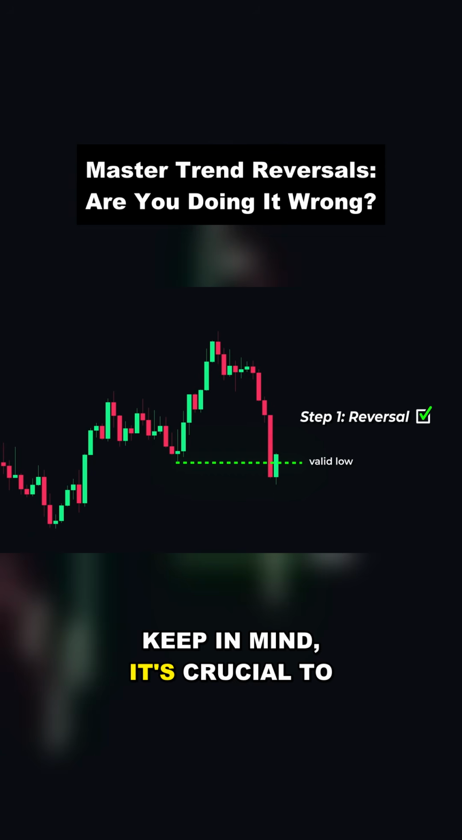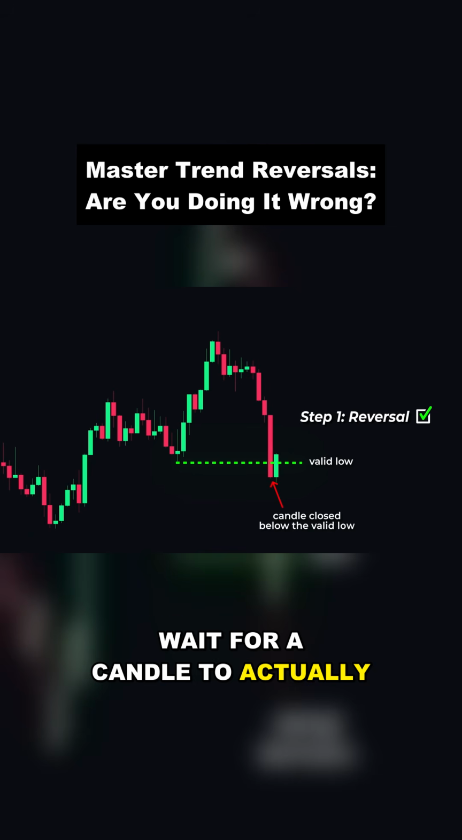Keep in mind, it's crucial to wait for a candle to actually close below the valid low for it to be considered as a reversal.